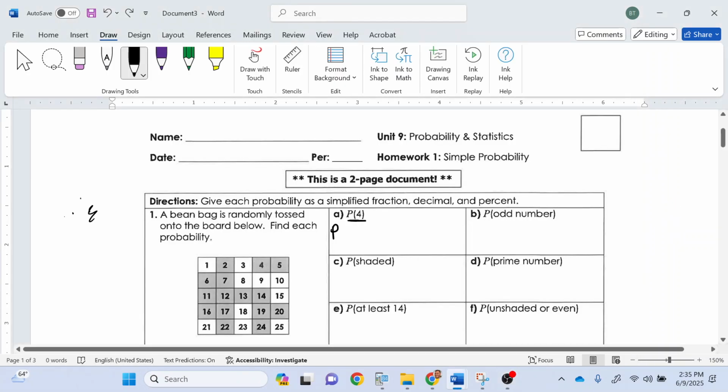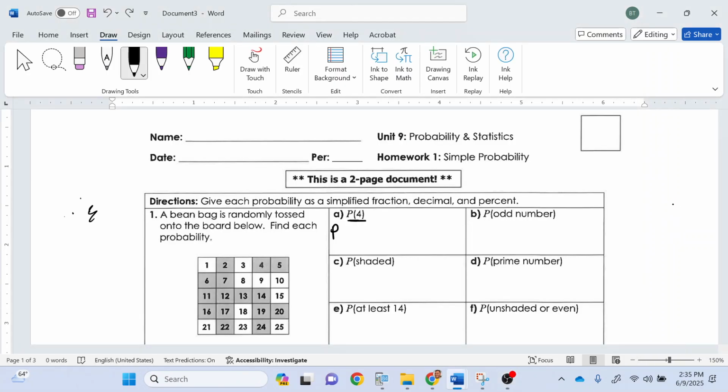Hey there, Algebra 1. Here's a video on probability. We didn't have this on a test particularly, so I want to make sure that we're able to do it.